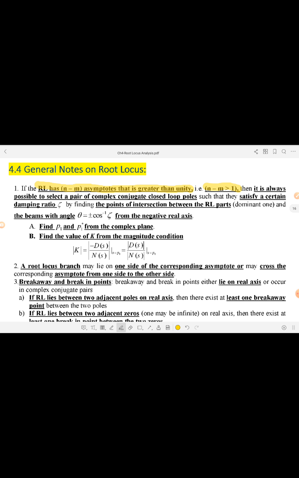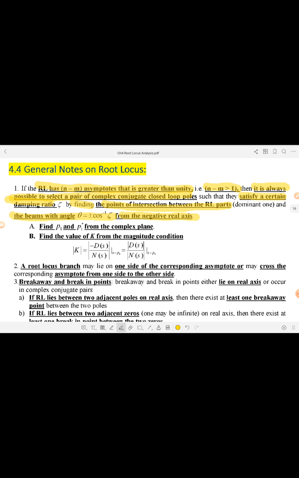Since the angles are directed to the complex domain, it's always possible to select a pair of complex conjugate poles that satisfy a certain damping ratio or certain undamped natural frequency. If we are interested in a certain damping ratio, we will find the intersection between the root locus and the beams, as we will cover later, with angle theta equal to cosine inverse of zeta from the negative real axis.